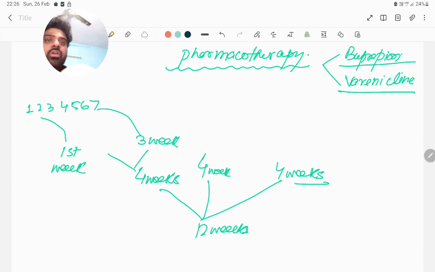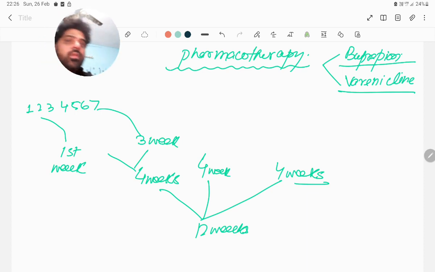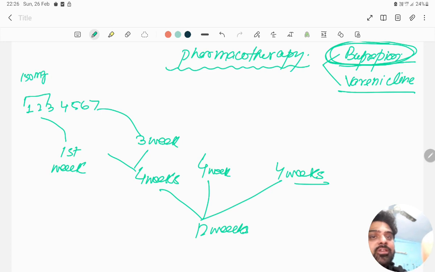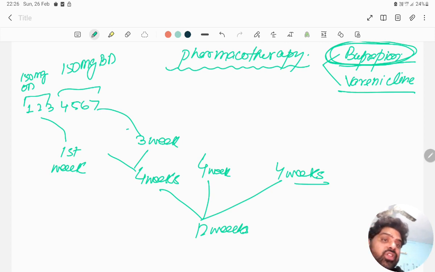Now, if we talk of bupropion, the dose on the first, second and third days will be 150 mg OD. And from the 4th to 7th days, the dose will be 150 mg BD. And this dose will continue in the next 3 weeks, then the next 4 weeks, and then the next 4 weeks.